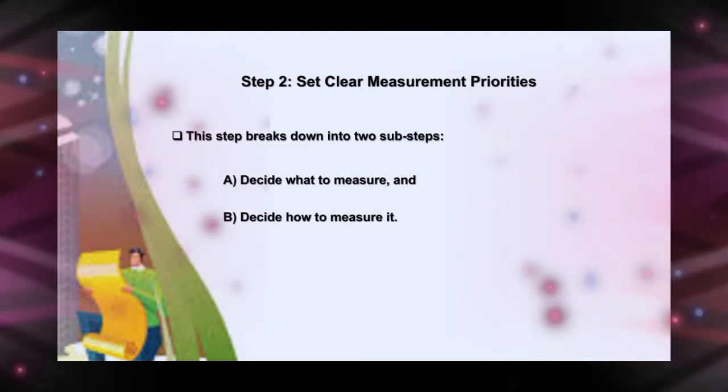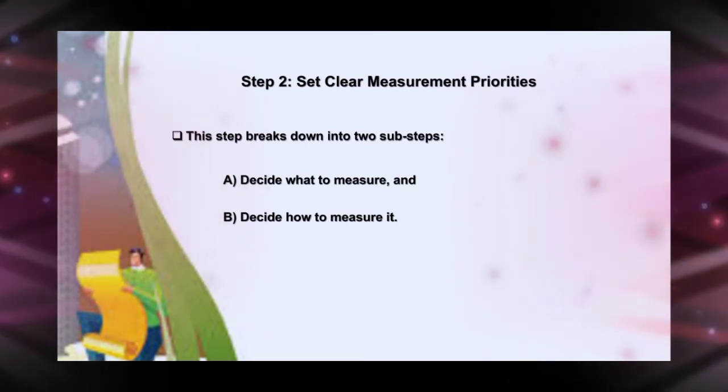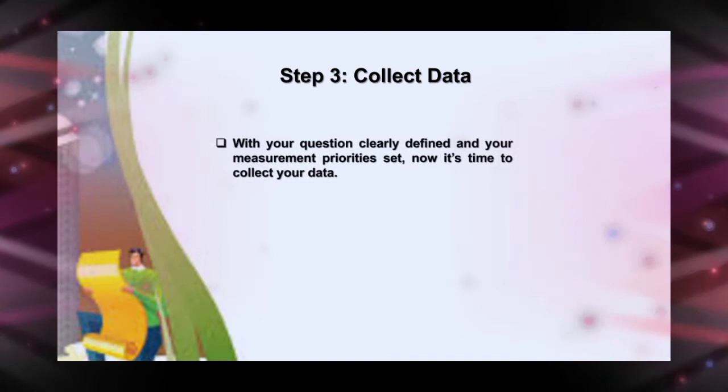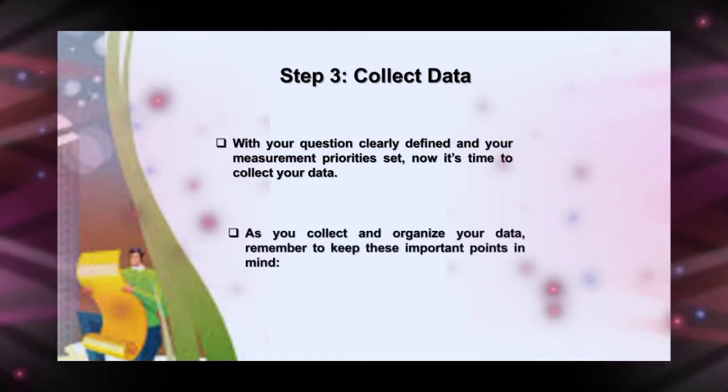Step 2. Set clear measurement priorities. This step breaks down into two sub-steps. First is decide what to measure, and second is decide how to measure it. Third step is collect data. With your question clearly defined and your measurement priorities set, now it's time to collect your data. As you collect and organize your data, remember to keep these important points in mind.